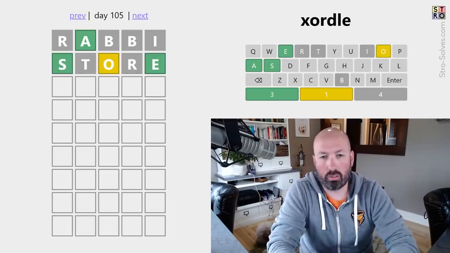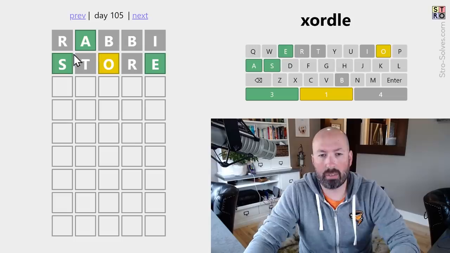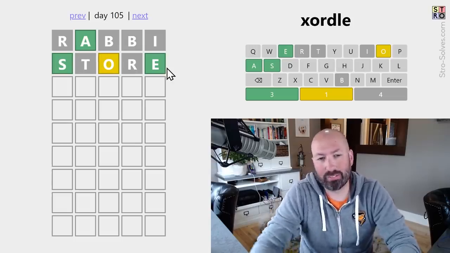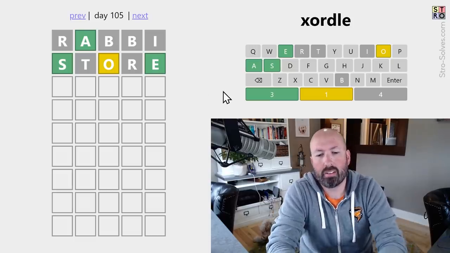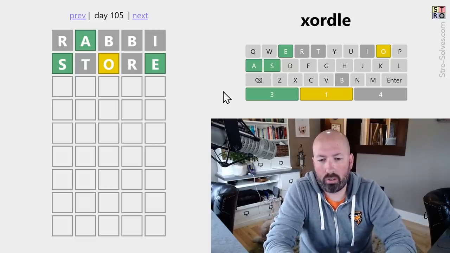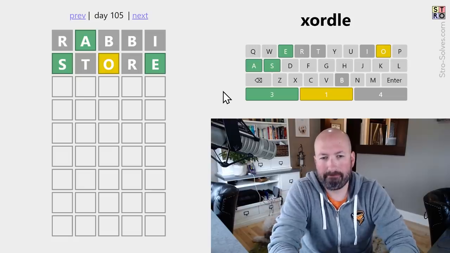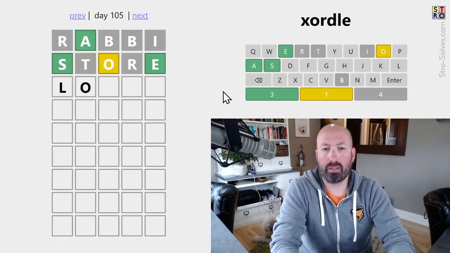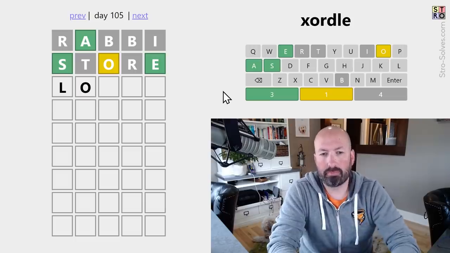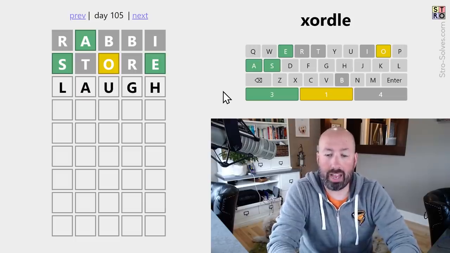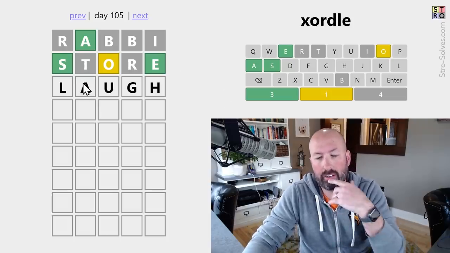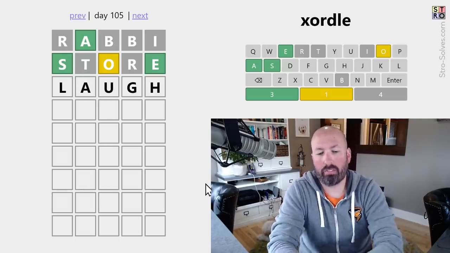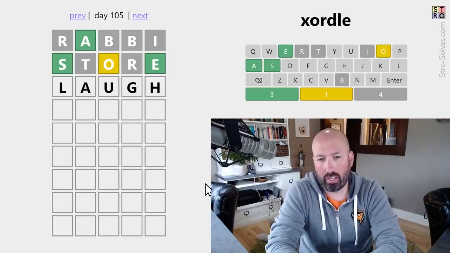Store is always good if you're just trying to get letters that are common. Oh, but the R, that wasn't very smart. I did that too quickly, and I didn't think about the R. Oh, well, okay. So I want to use some letters I haven't used yet. L-O would be good, but I can't do lobby. We don't have the B's. I mean, we could do laugh. We already know there's a green A there. All right, I'm gonna do laugh, even though we already have the A there. Let's just check L, U, G, and H, so I think that's good.